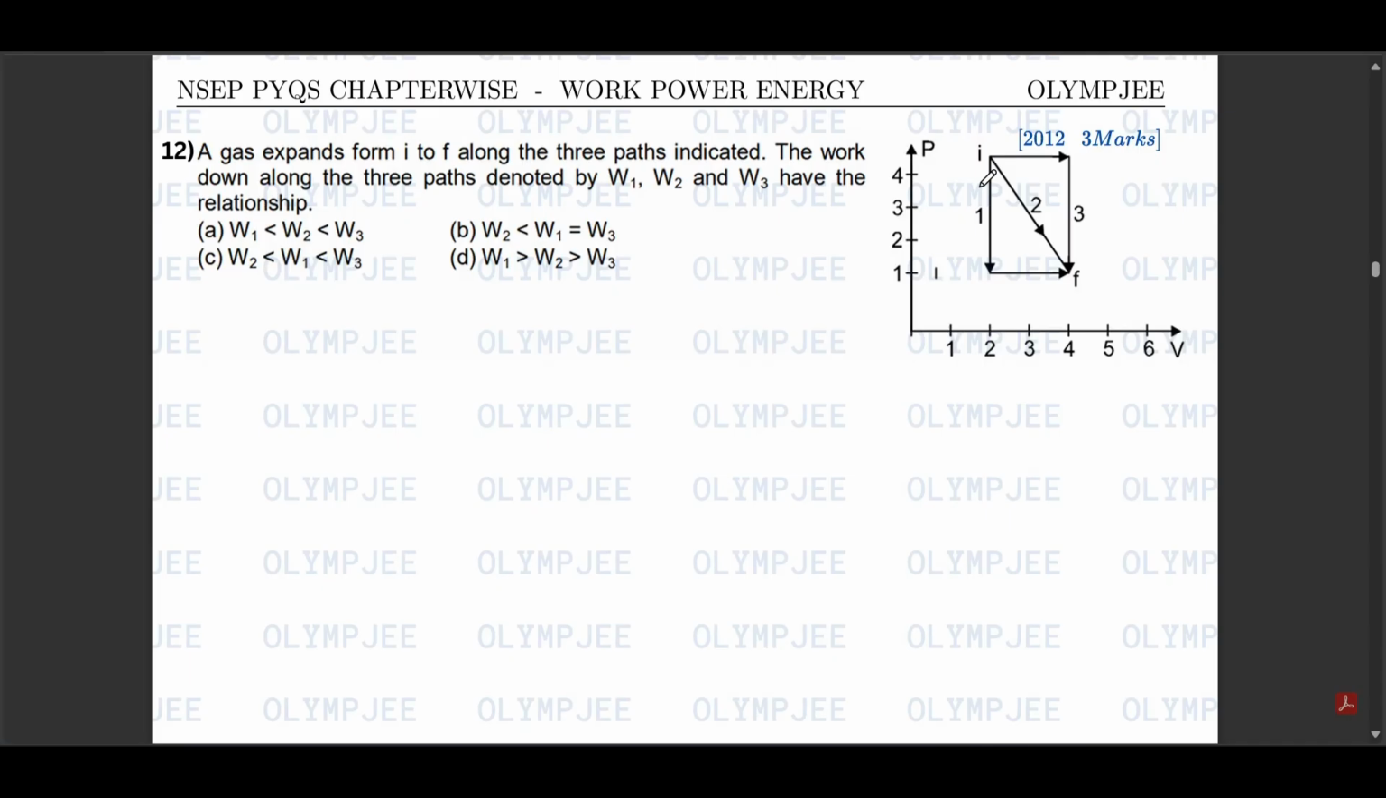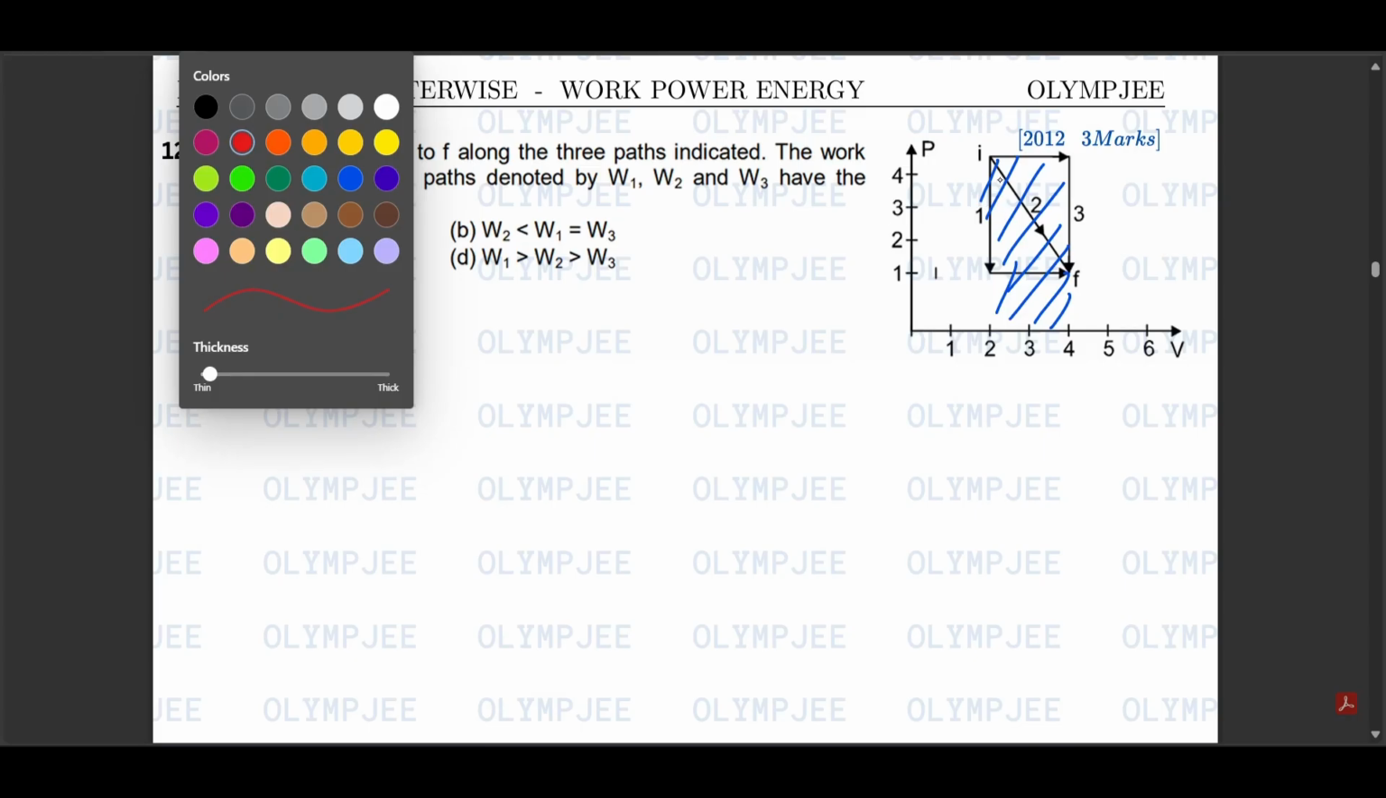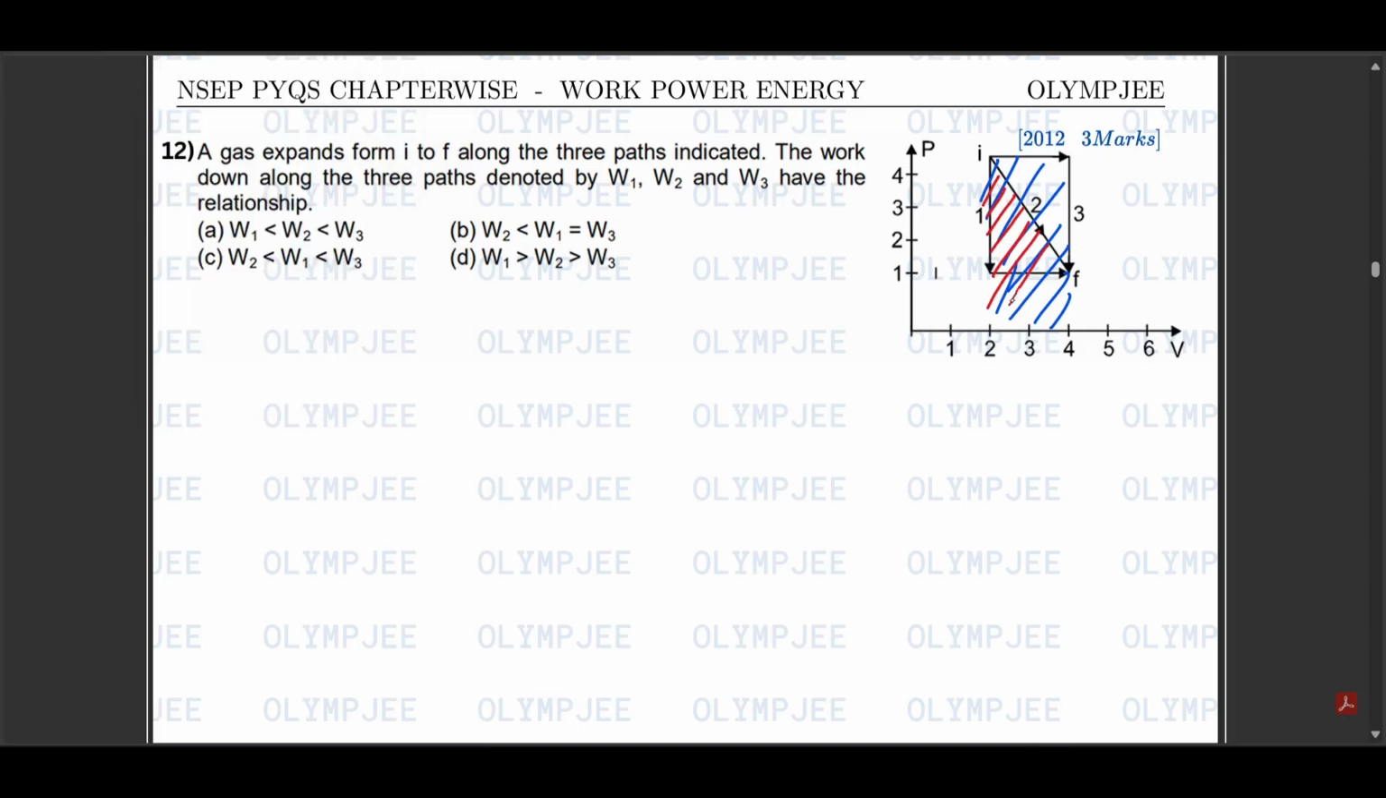The next question is an easy question. It says that a gas expands from I to F along three paths indicated. The work done along the three paths is denoted by W1, W2 and W3, and we need to find the relationship between them. We know that for a PV graph, the work done is given as the area under the PV graph. For path 3, the area will be maximum. For path 2, the area will be lesser than path 3, and you can see that the red area is lesser than the blue area.